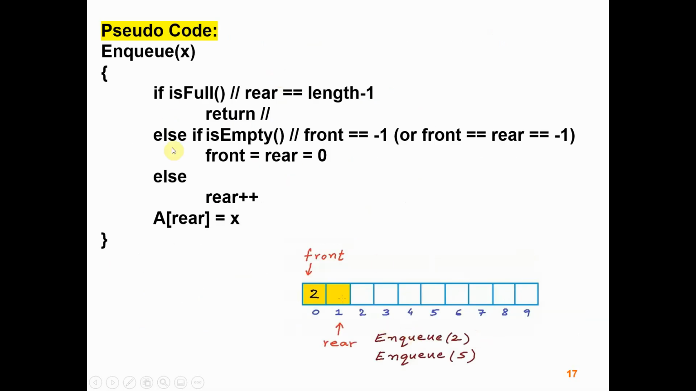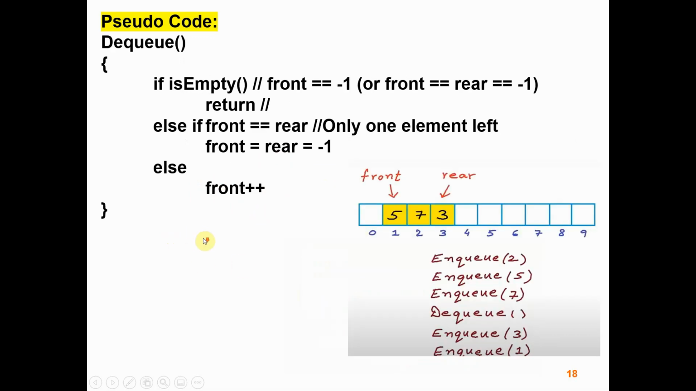This shows the pseudocode that we just saw for enqueuing. We check if the array is full. How do we know the array is full? When rear, or the back, is equal to size minus 1. If the array is empty, we have to initialize both front and rear to the same index, which is 0. Otherwise, we just increment the rear index, the back index, and then insert the data that we want to enqueue into the corresponding element of the array.